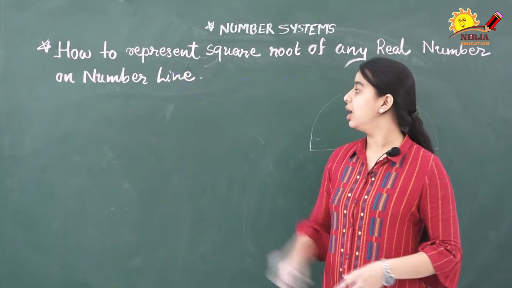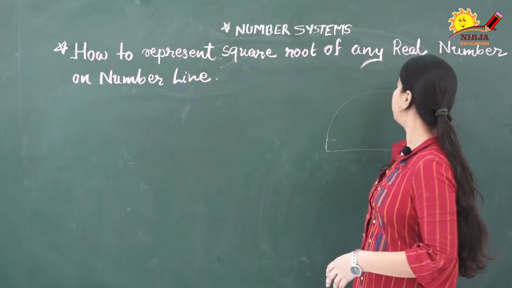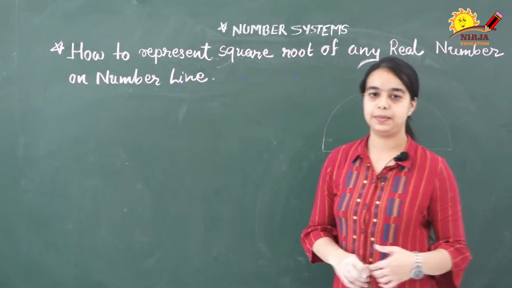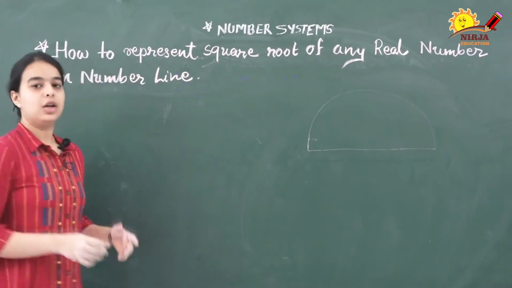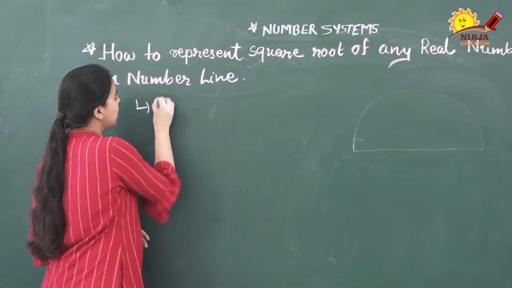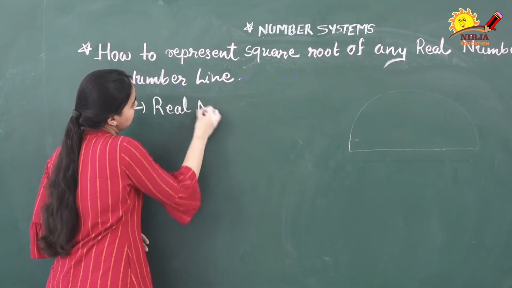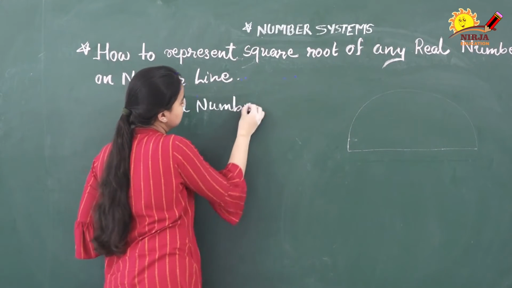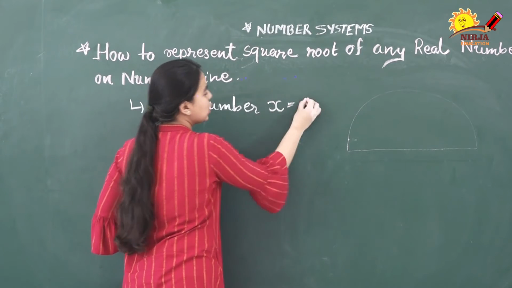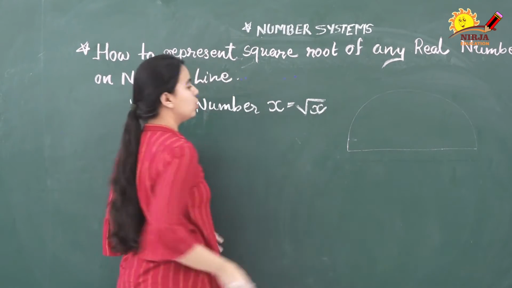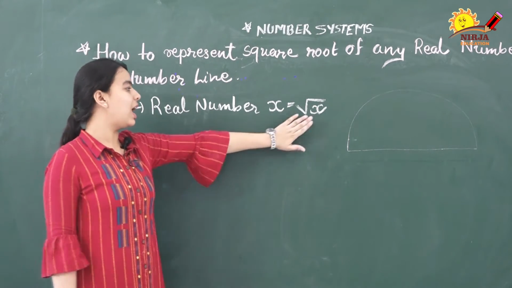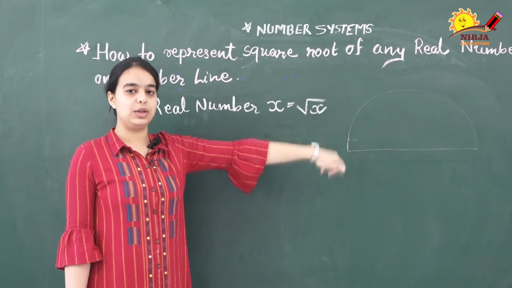Now we are going to see how to represent the square root of any number on a number line. Here I am taking a real number as x, and the square root of x will be under root x. So we are going to see how to represent under root x on the number line.